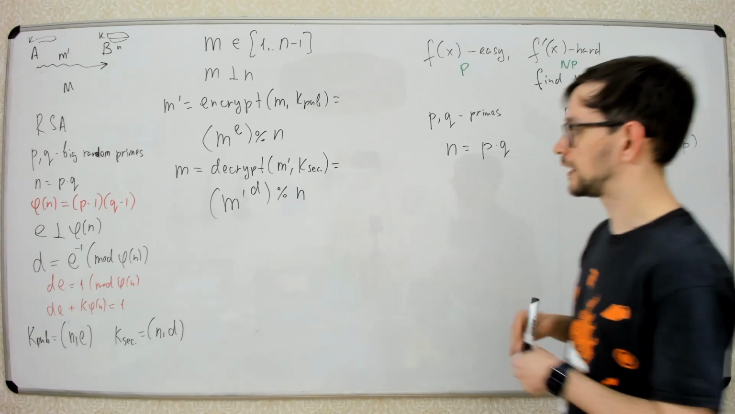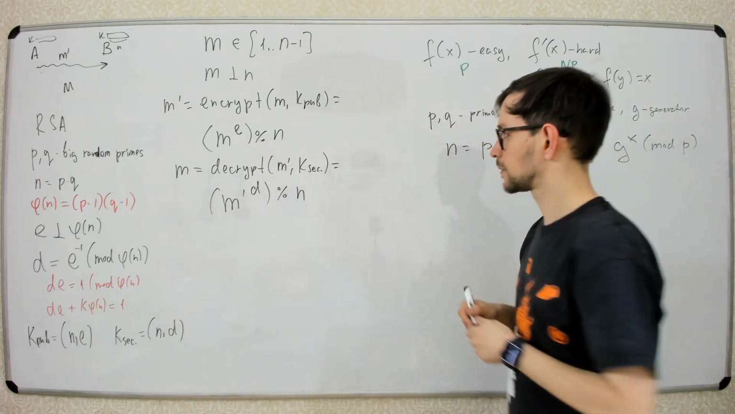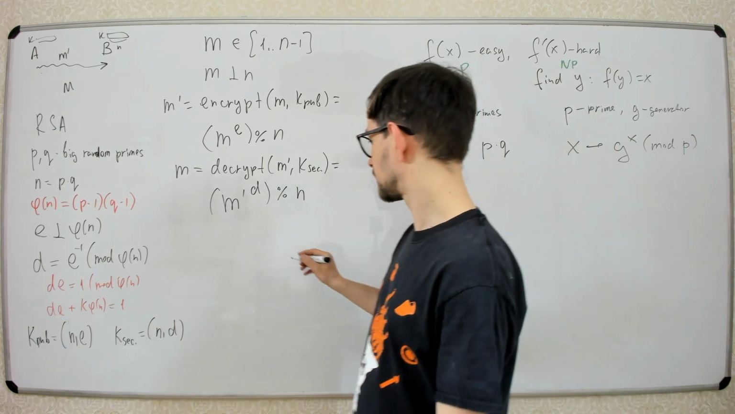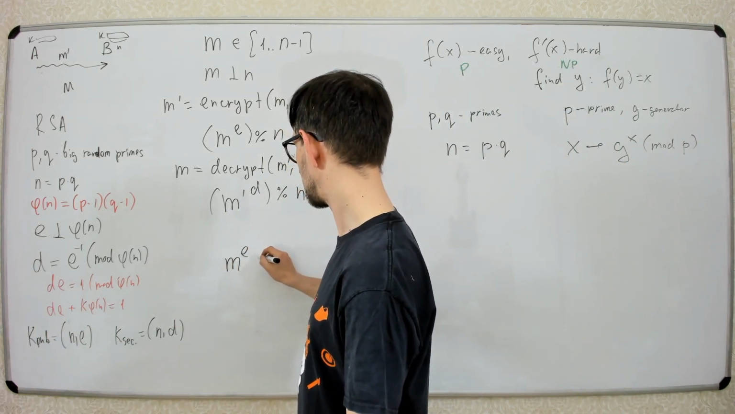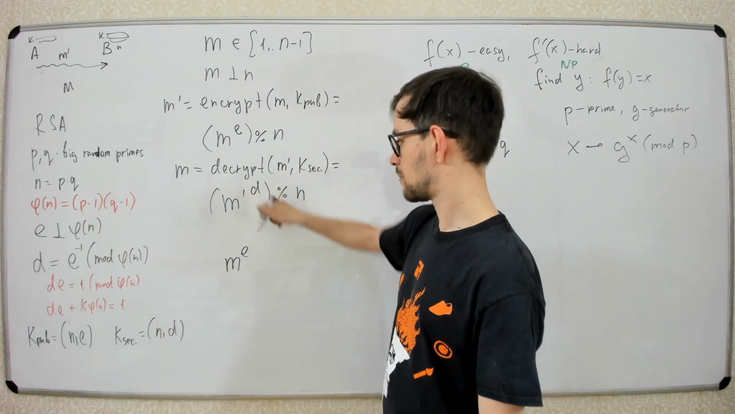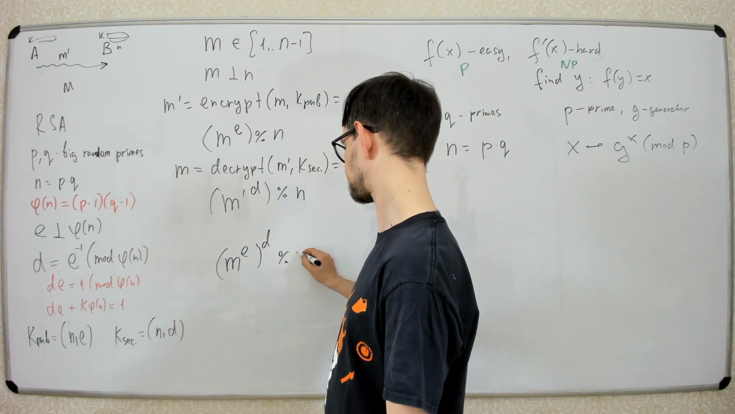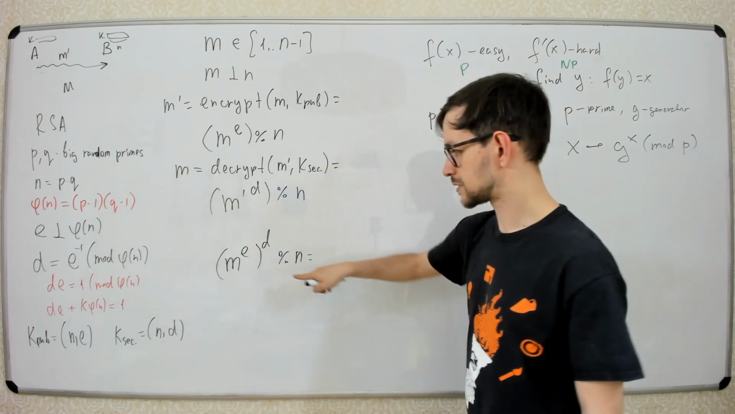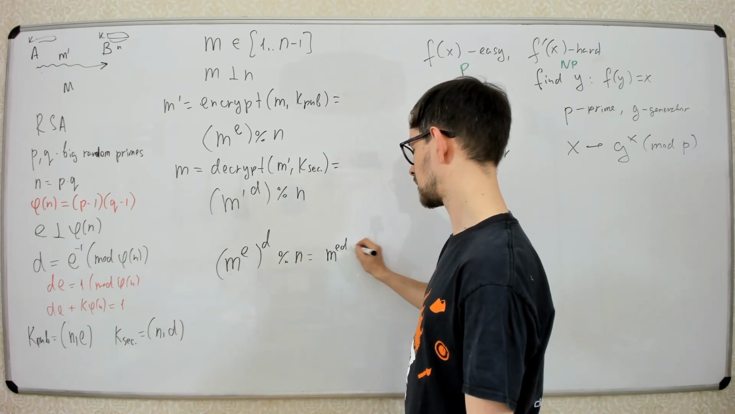Well, let's prove it's actually correct. Let's prove that if we encrypt a message like this, we can decrypt it like this. If we calculate m power e modulo n and then take it in power of d modulo n, then what happens? We have m in power ed modulo n.